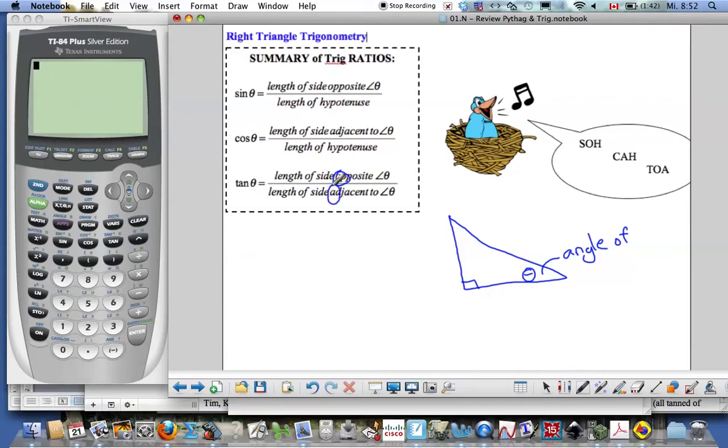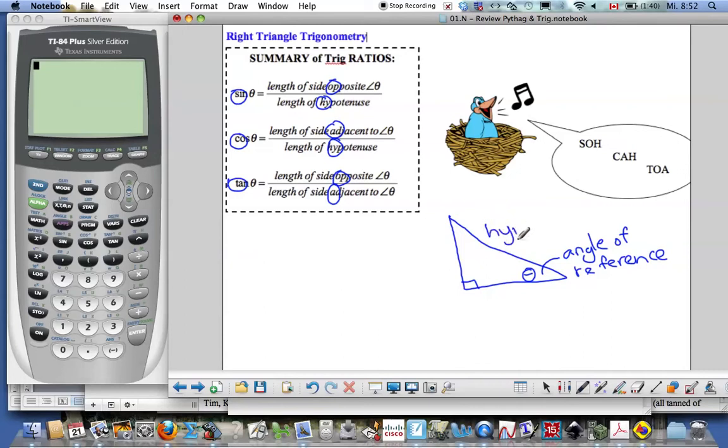So what does that mean, right? First of all, we have to find the sides of every right triangle. Always start by labeling the sides, right? First step, labeling the sides. And we label the sides based on the angle of reference. So we start with the angle that you're working with. The angle you're working with is your angle of reference, and from there you label your sides.